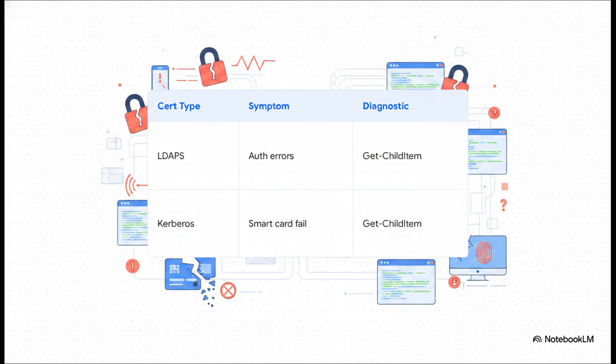Your daily or weekly diagnostic routine shouldn't be about guessing. Make it a scheduled task to check both of these by running the PowerShell command Get-ChildItem cert:\LocalMachine\My sorted by NotAfter on each domain controller. That way, you know exactly when they expire before it actually becomes a problem.